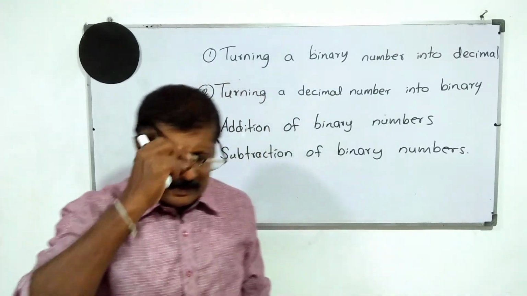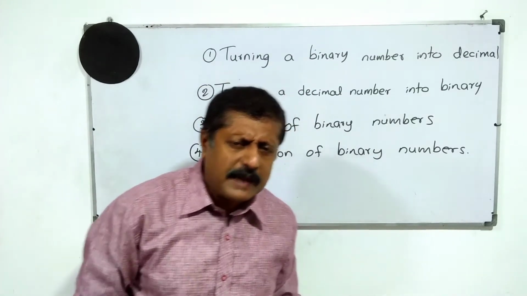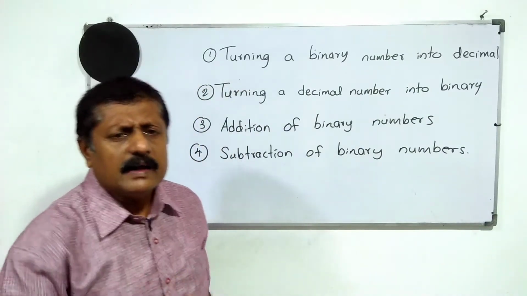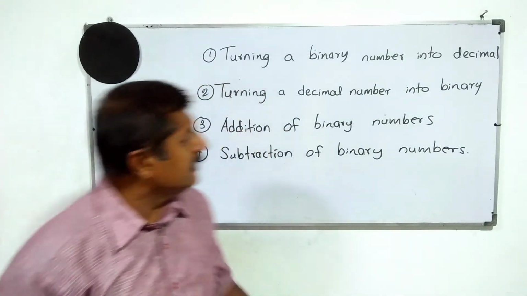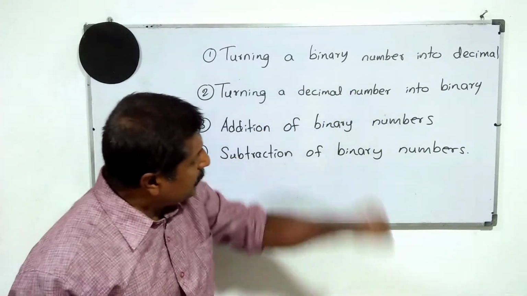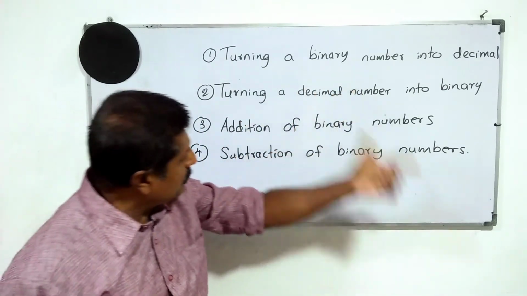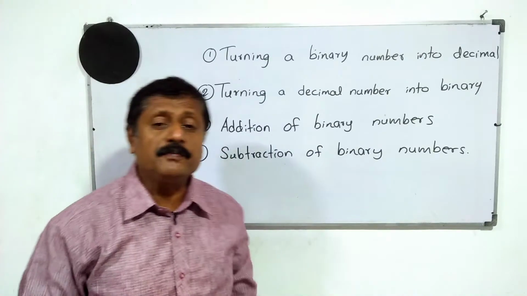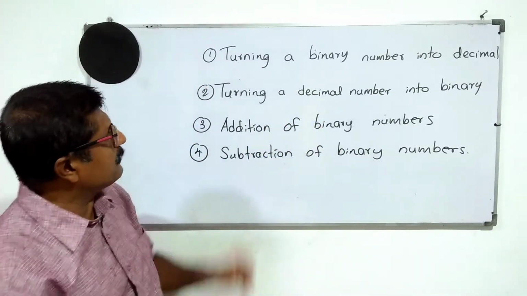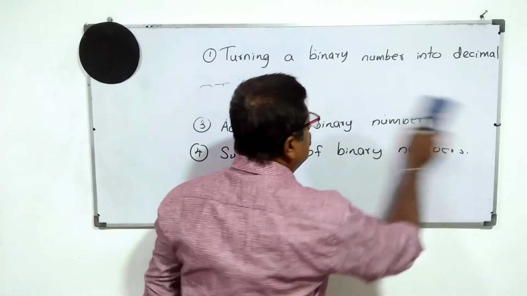Now, my dear children, what are the skills that you have to gain by learning this lesson? What are the skills? There are 4: turning a binary number into decimal, decimal number into binary, addition and subtraction of binary numbers. Now, let's take up the first one, a binary number into decimal.